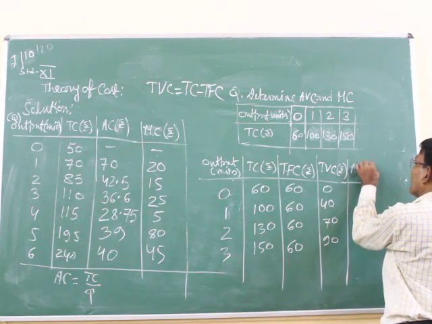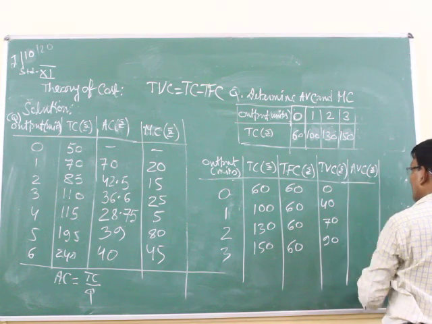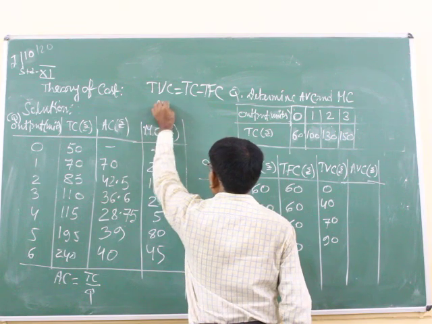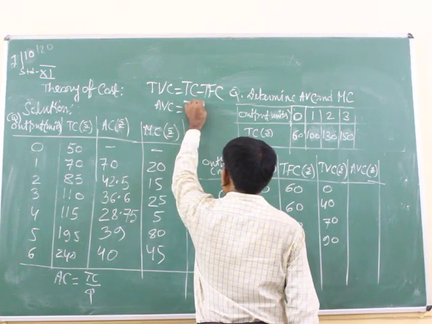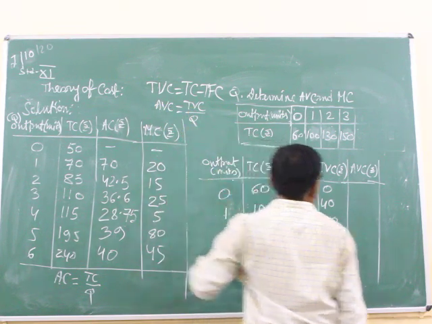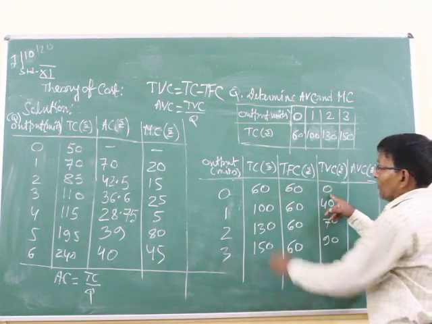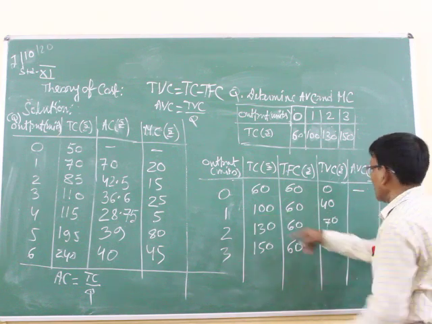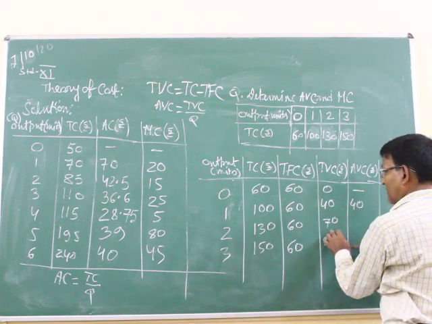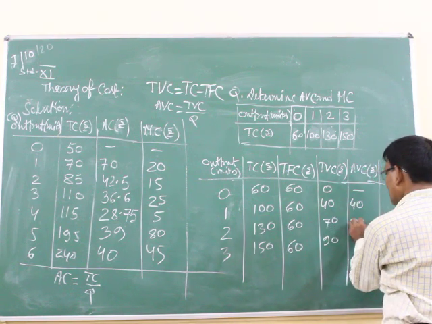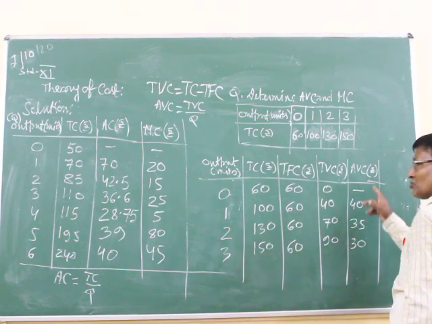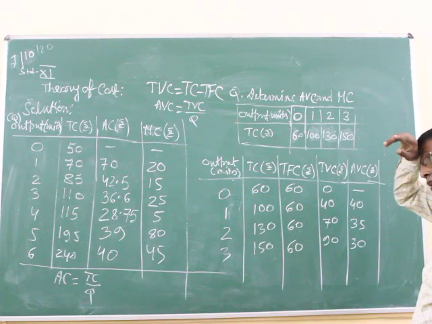Automatically, we will be able to find out the value of ADC. What is the formula you have to write down? You have to write down the formula first: TDC by Q. Something by 0 is undefined. 40 by 1, it is 40. 70 by 2, it is 35. 90 by 3, it is 30. In this way, we have got the values of ADC.